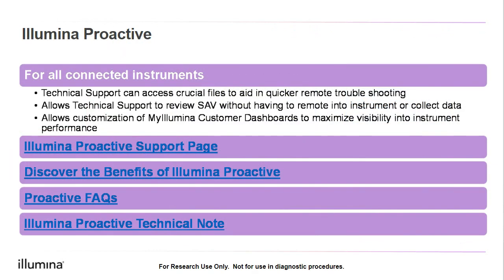The NextSeq 2000 also has integration with Illumina Proactive. Illumina Proactive allows tech support access to critical files to aid in quicker remote troubleshooting. It allows tech support to review SAV data without having to remote into the instrument or collecting data. It also allows customization of My Illumina customer dashboards to help maximize visibility into instrument performance. I have linked here some various resources for Illumina Proactive.